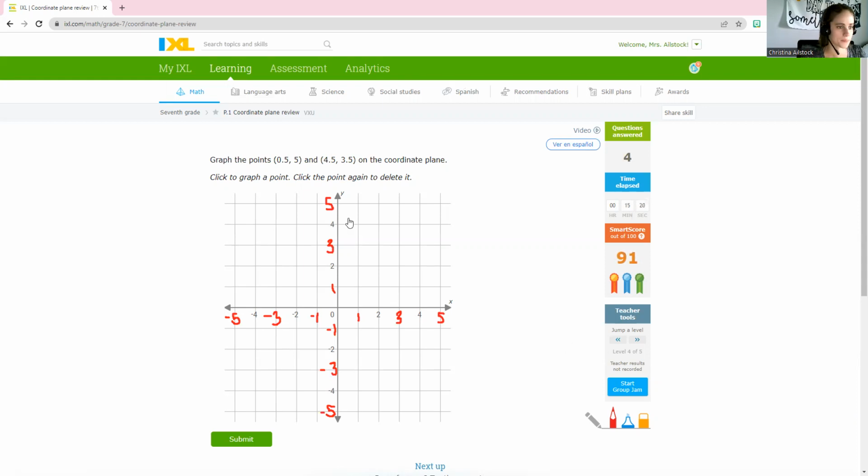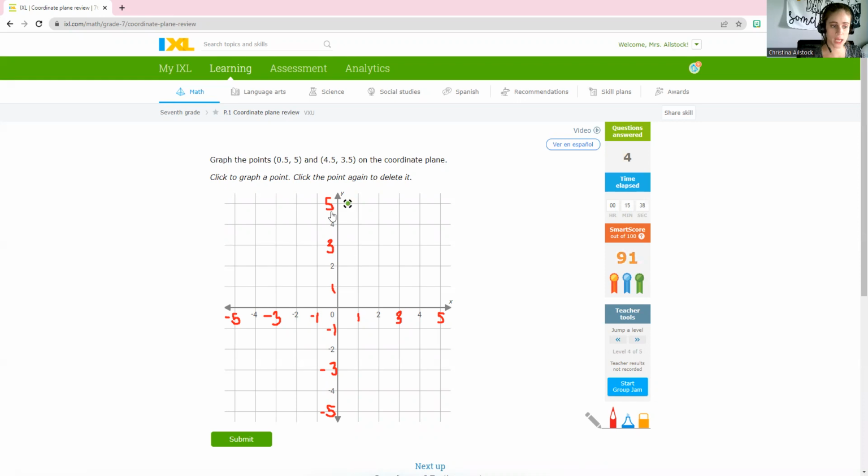All right. So we start at 0. Our X value is half, which means I'm just going to go halfway between 0 and 1. And then our Y value is a +5. So we're going to go up 5. And right here is our first ordered pair.